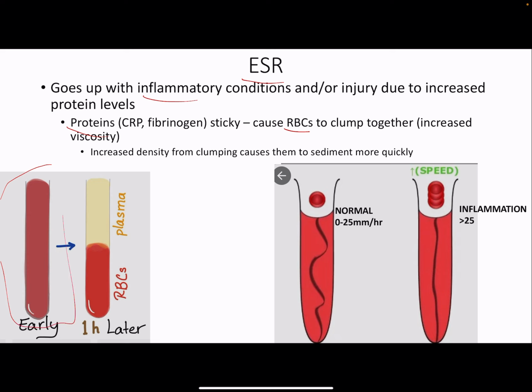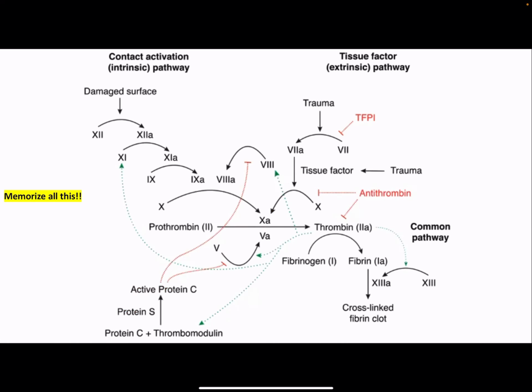So normally this is blood, and if we just spin it down or we wait, we see that all of the red blood cells clump to the bottom. The idea is that if you had inflammation, it would clump to the bottom maybe you wouldn't have to wait an hour. Maybe you'd have to wait 20 minutes. It would go more quickly. And so at a normal rate, this would be the sedimentation rate. But if you have inflammation, it might sediment a little bit faster.